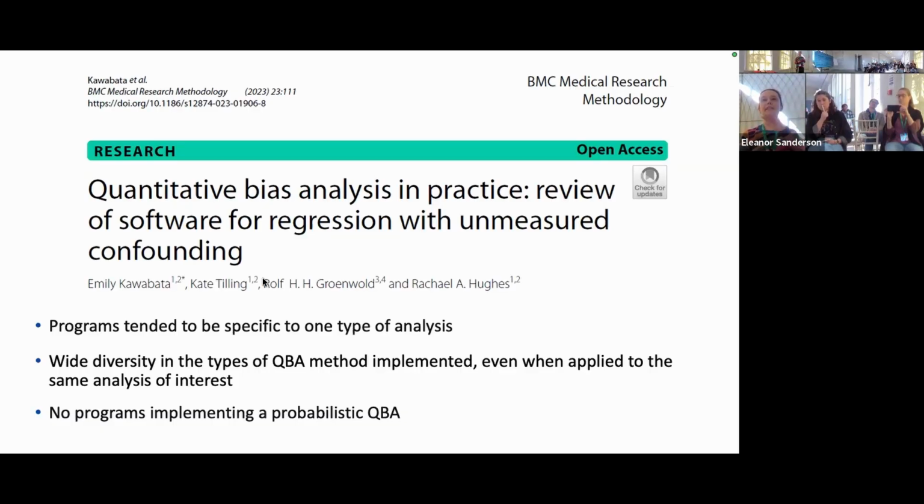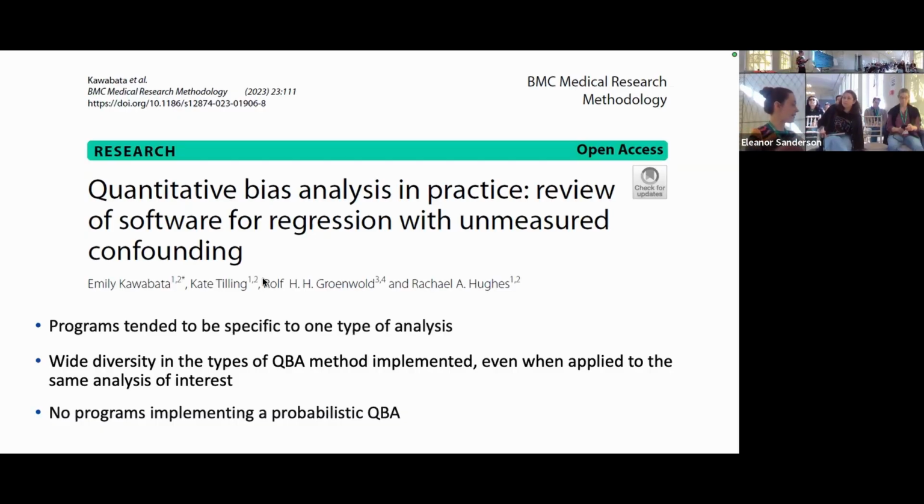And between these software implementations, there was quite a wide variation in the types of methods implemented. And importantly, it's the inputs that the user had to put in, the interpretation of the bias parameters, and also the output that you got out, it varied between the software implementations. And we felt this placed an extra burden on the users, having to, every time they've got a new analysis, perhaps having to get to grips with a new quantitative bias analysis method.